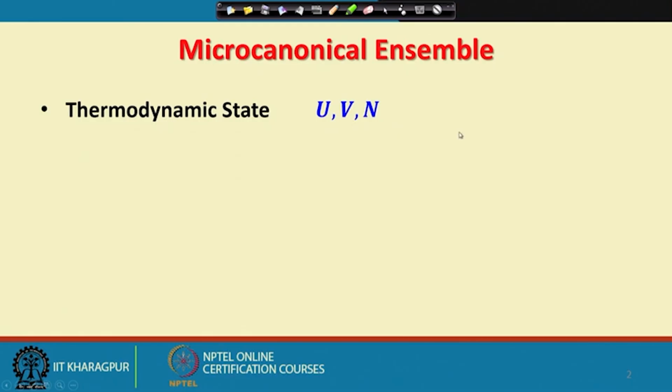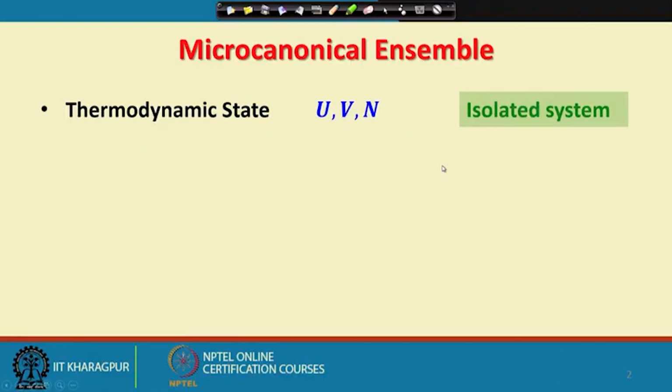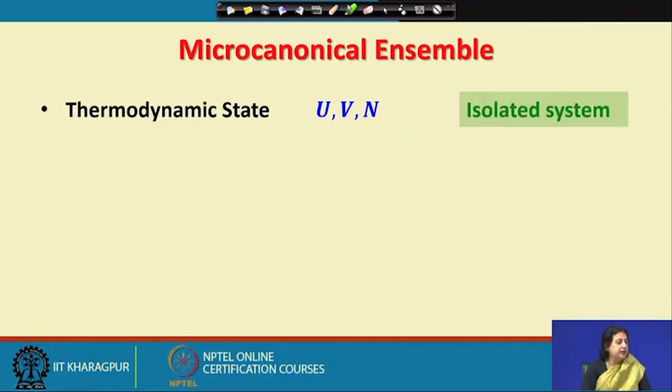Now, that probably tells you that we are talking about an isolated system. At equilibrium, this isolated system has a specific value of energy, which is U, that is the total internal energy. And therefore, the system is not exchanging any energy with the surroundings, and that is the reason why I would say that the system is surrounded by an adiabatic wall.